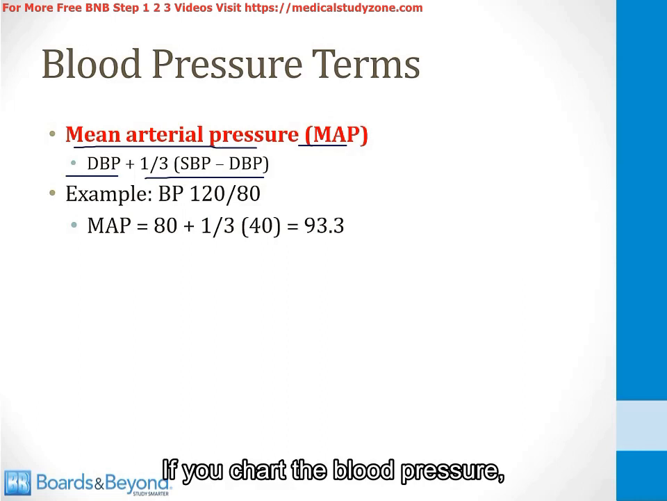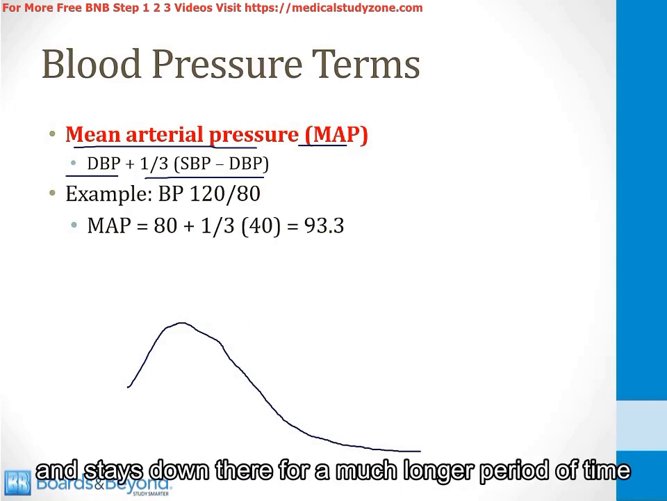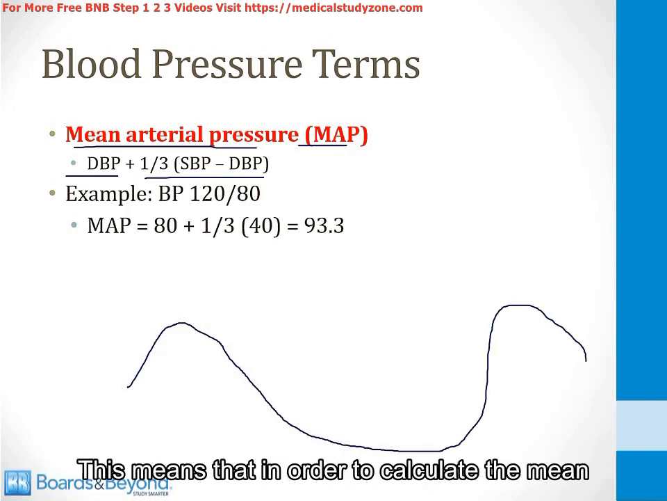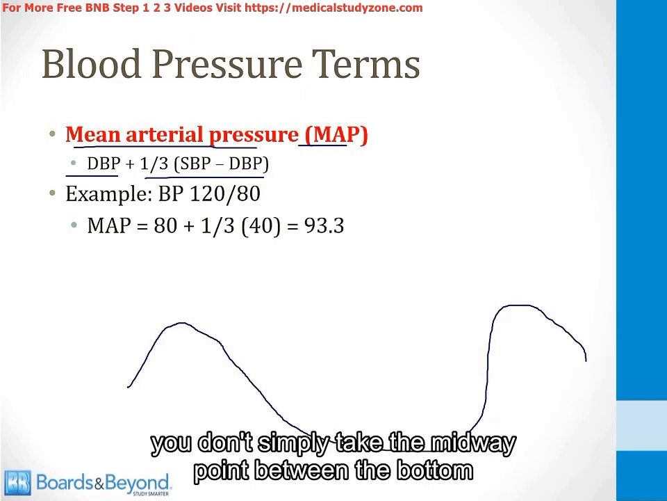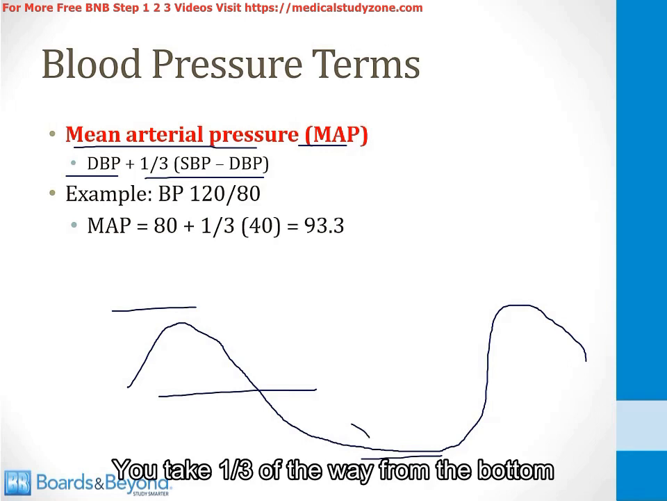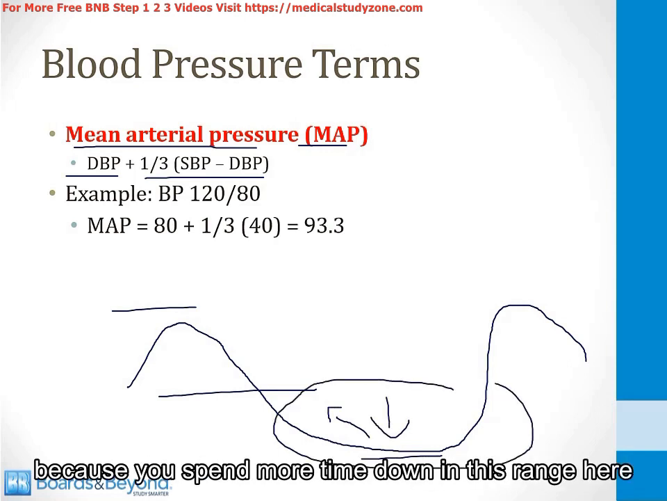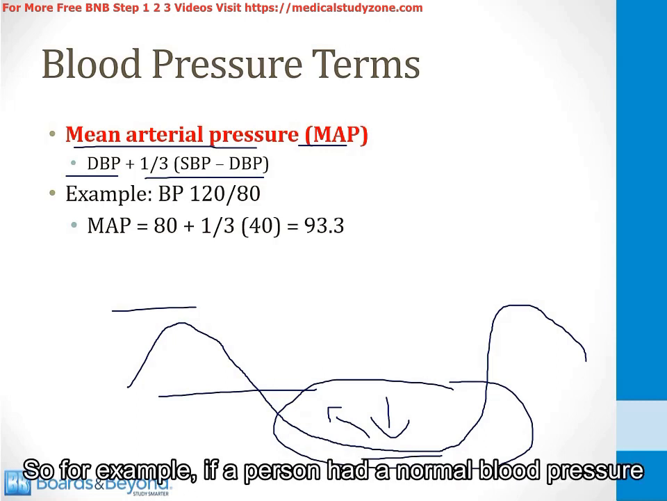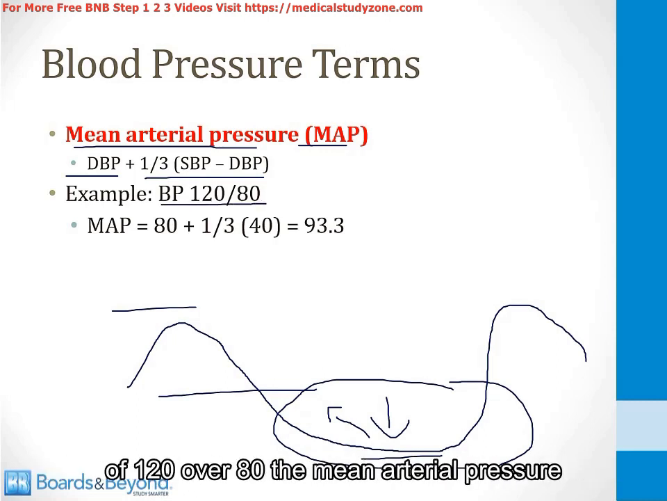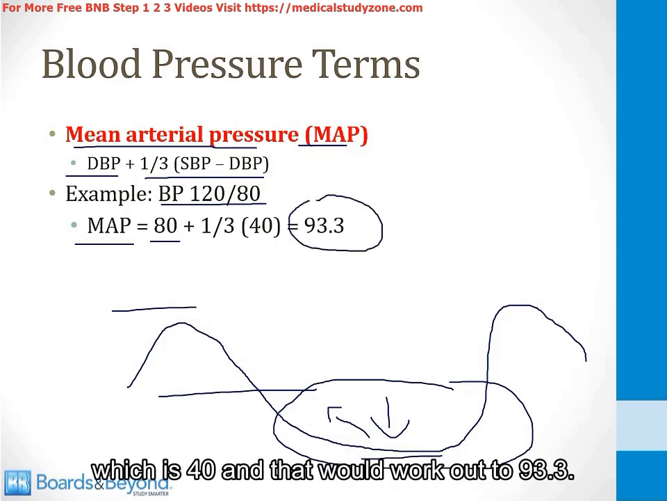If you chart the blood pressure, you will find that it briefly goes up to the systolic peak, then falls down to the diastolic range and stays down there for a much longer period of time before it climbs again. This means that in order to calculate the mean, you don't simply take the midway point between the bottom and the top. You take 1/3 of the way from the bottom, coming closer down to the bottom number because you spend more time down in this range here at the bottom. So for example, if a person had a normal blood pressure of 120/80, the mean arterial pressure would be 80 plus 1/3 of the difference between those two, which is 40, and that would work out to 93.3.